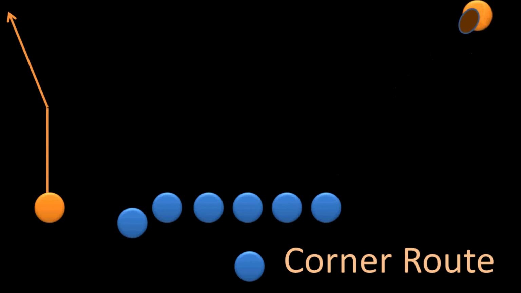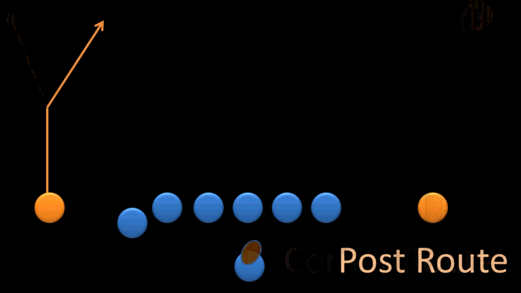The mirror of the corner is the post, and the post refers to the goal posts. So here the receiver runs forward and then breaks toward those goal posts, which are in the middle of the field.